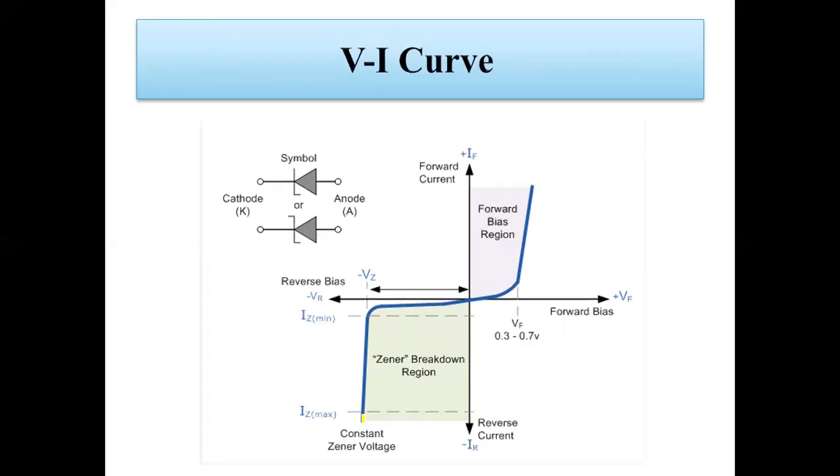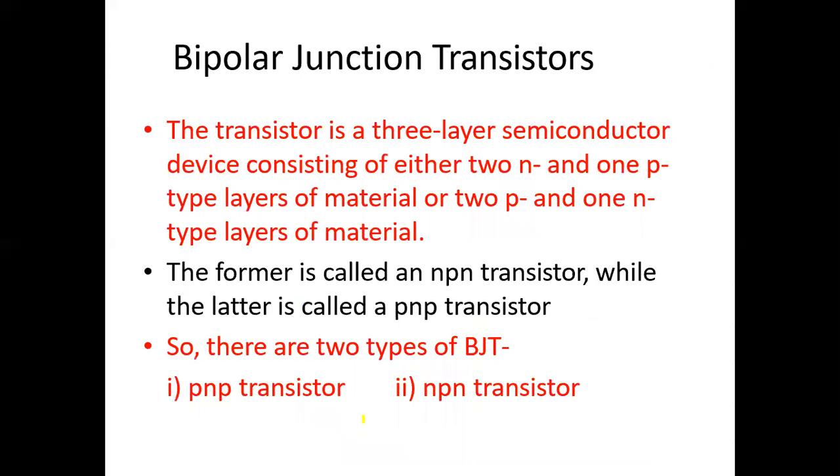And here are the anode and cathode, and the symbols of the normal diode and Zener diode are shown. These are the IV characteristics.